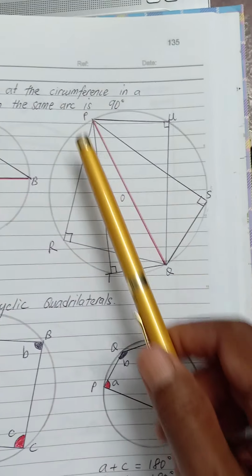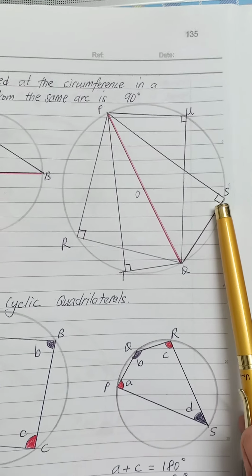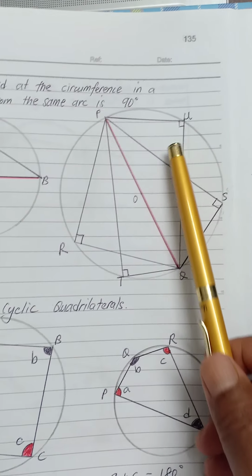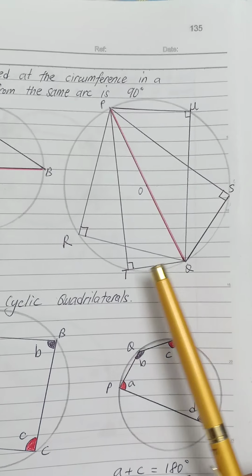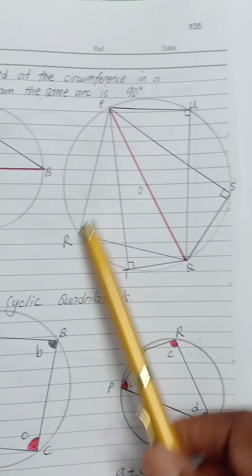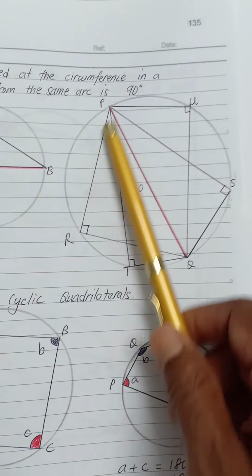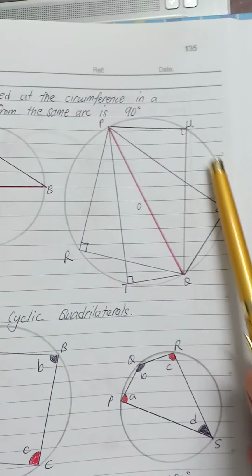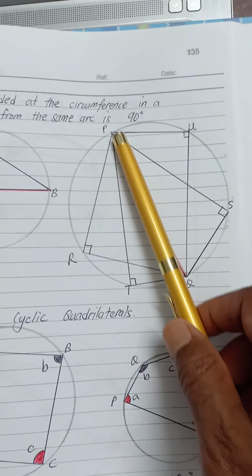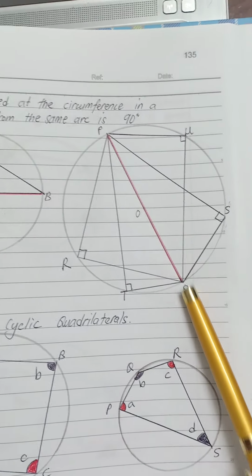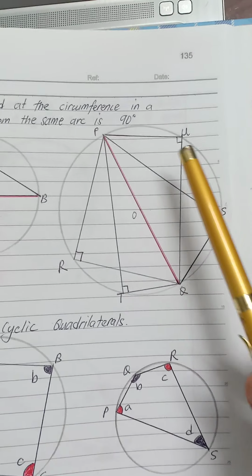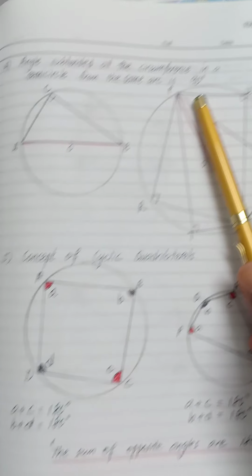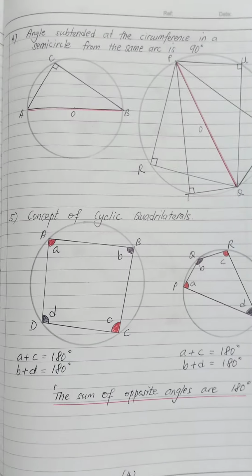So this one is PQS, where this is going to be 90. This is going to be PUQ, where U is 90. This is going to be PTQ, where T is 90. This is going to be PRQ. Can you see this triangle? R is 90. So all triangles where the PQ or the AB is the hypotenuse, the angle created on the circumference is 90 degrees. Okay, can you remember?